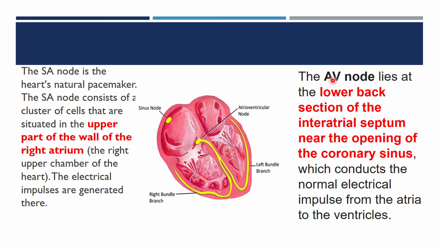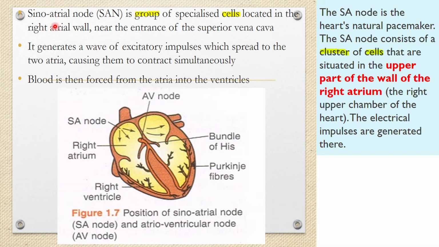And there is another node. This is called the AVN, situated over here. The SAN is a group of specialized cells at the right atrial wall near the entrance of the superior vena cava, which generates excitatory impulses to spread to both atria, causing them to contract simultaneously, so that the blood is forced from the atria into the ventricles.